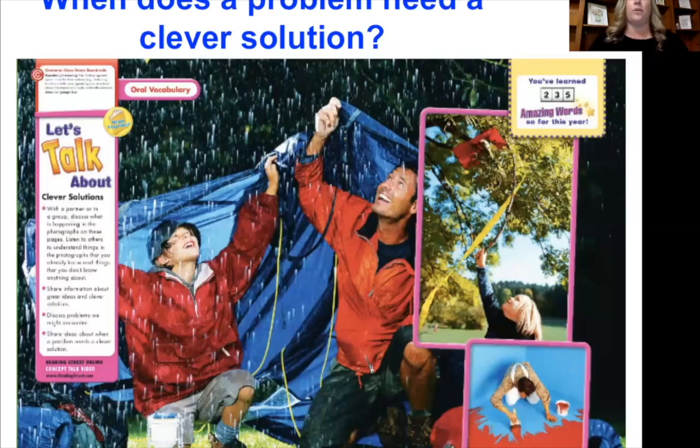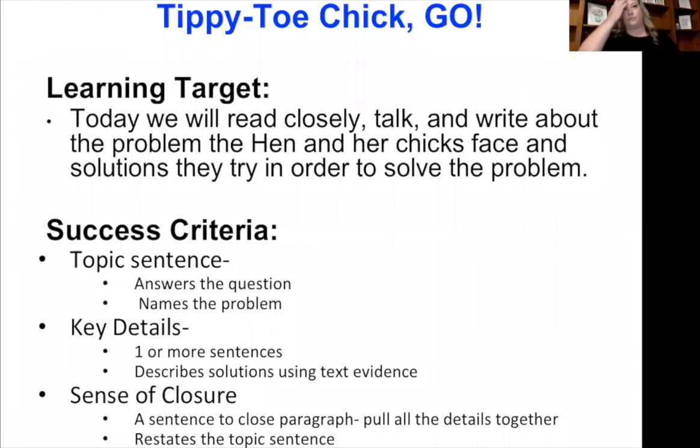We will be reading part of our text today in Activity 1. We will finish reading the rest of the story, Tippy-Toe Chick, Go, in Activity 2. Today we will read closely to talk and write about the problem the hen and her chicks face and solutions they try to solve the problem.